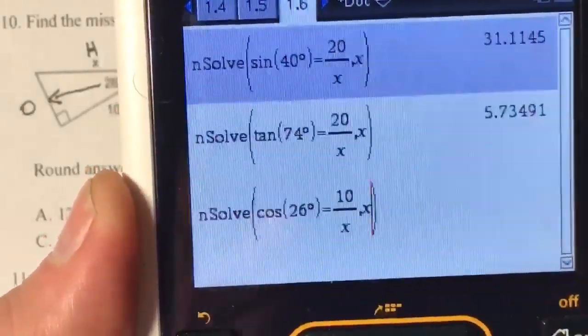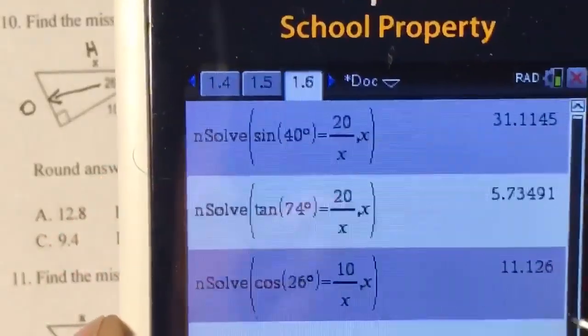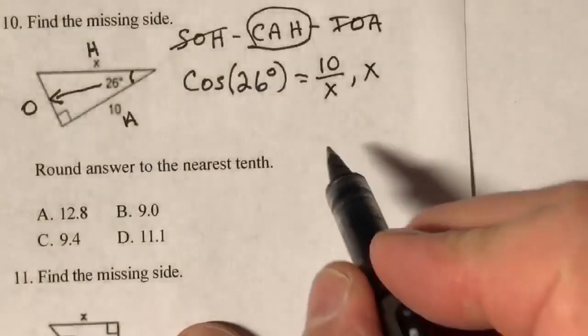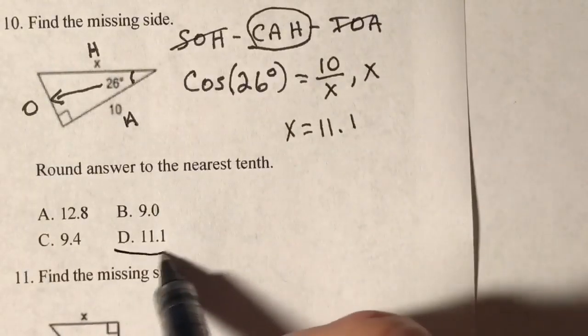X. All right. All right, so we're rounding to the nearest tenth, so this would be 11.1. All right, so X equals 11.1. All right.